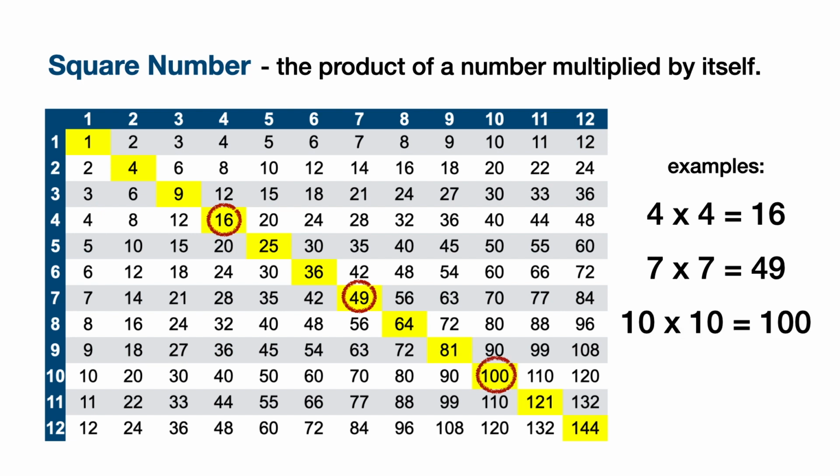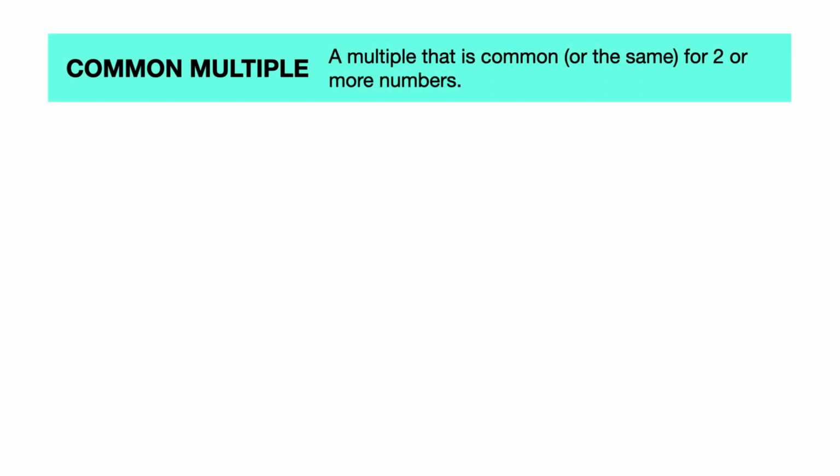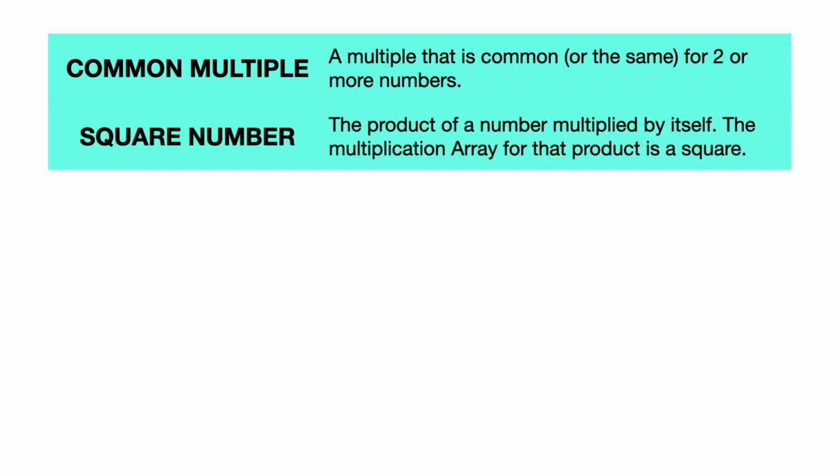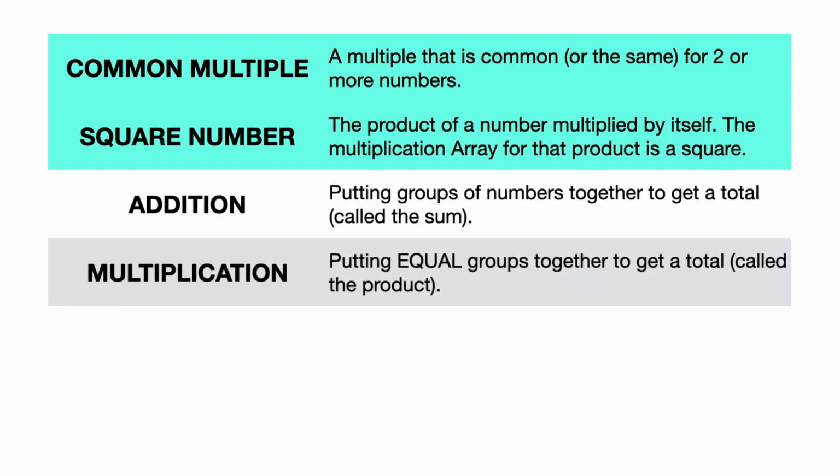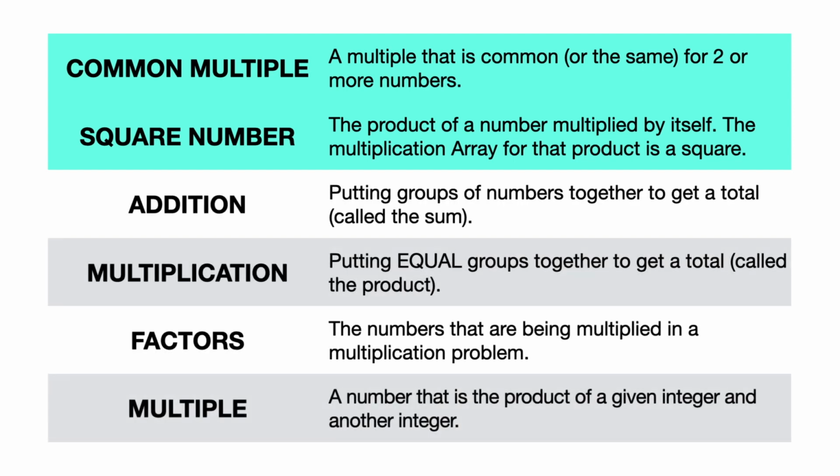Here is what you now know. A common multiple is a multiple that is common or the same for 2 or more numbers. A square number is the product of a number multiplied by itself, like 4 times 4 equals 16. 16 is a square number. And you already know the definitions of addition, multiplication, factors, and multiples.